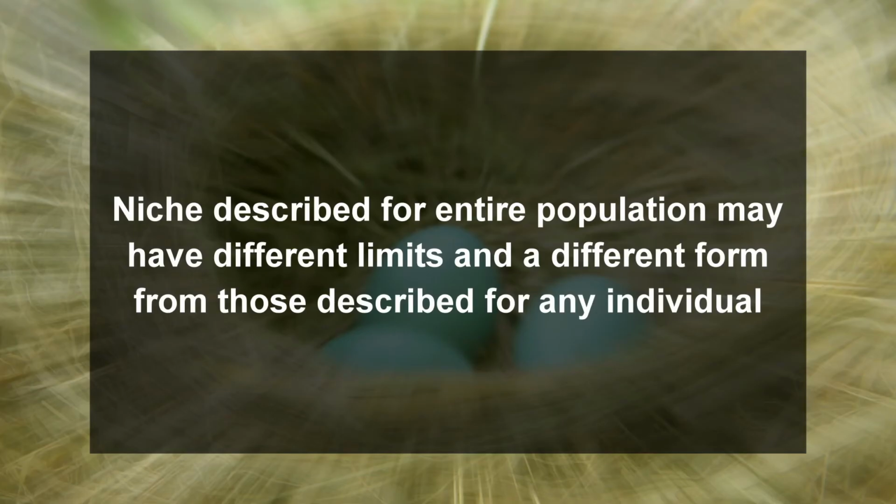The niche position and niche form of the population or species is derived as the envelope of the separate niches of its component organisms, and because of its variability between different individuals within such a population, the niche described for the entire population may have different limits and a different form from those described for any individual.